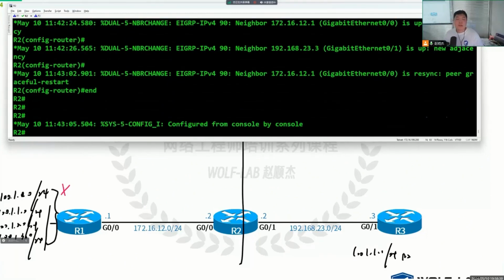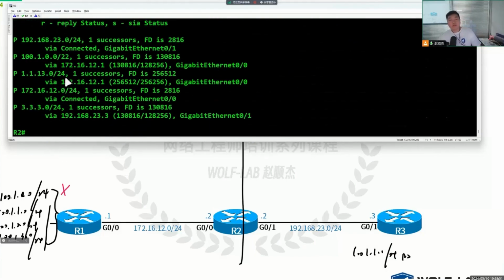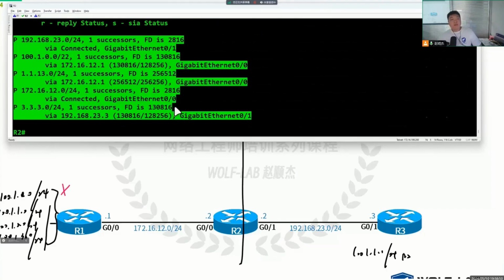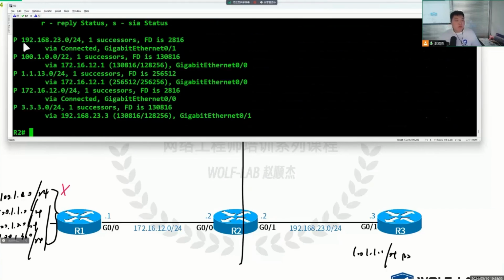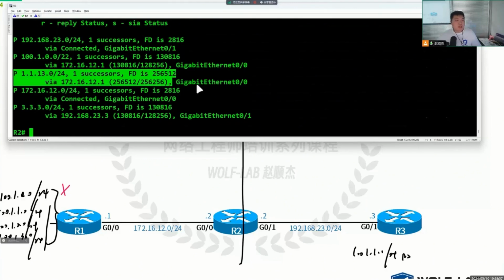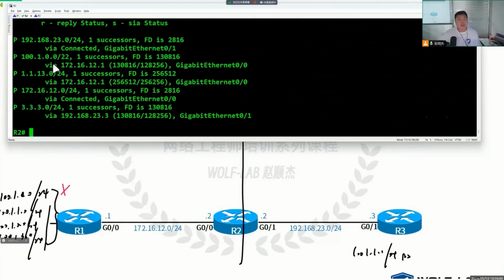100.1.0.0 255.255.252.0, then R2 has become a boundary router. So now I cannot be queried. Secondly, I also don't need to announce the learned routing entries anymore. I only announce my own directly connected, then show ip eigrp topology, so many database entries. Then I've learned many database entries, such as those from R11.